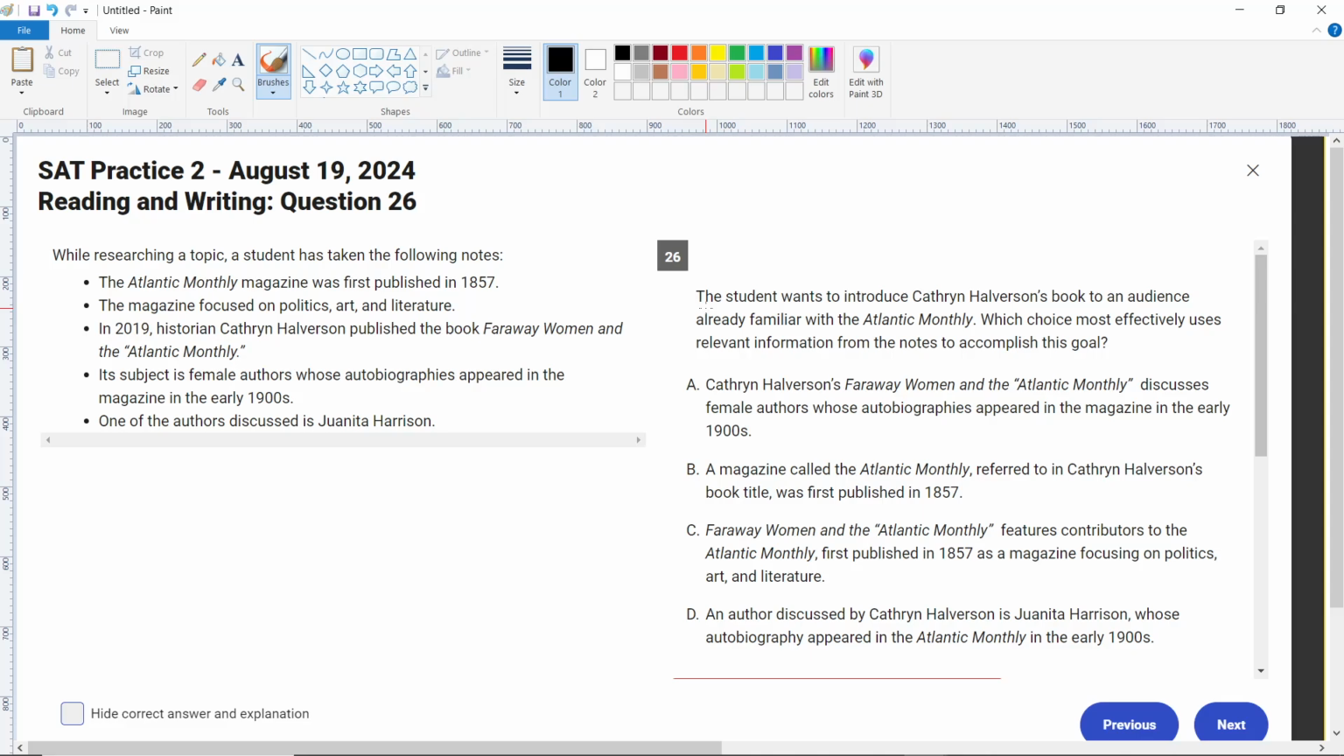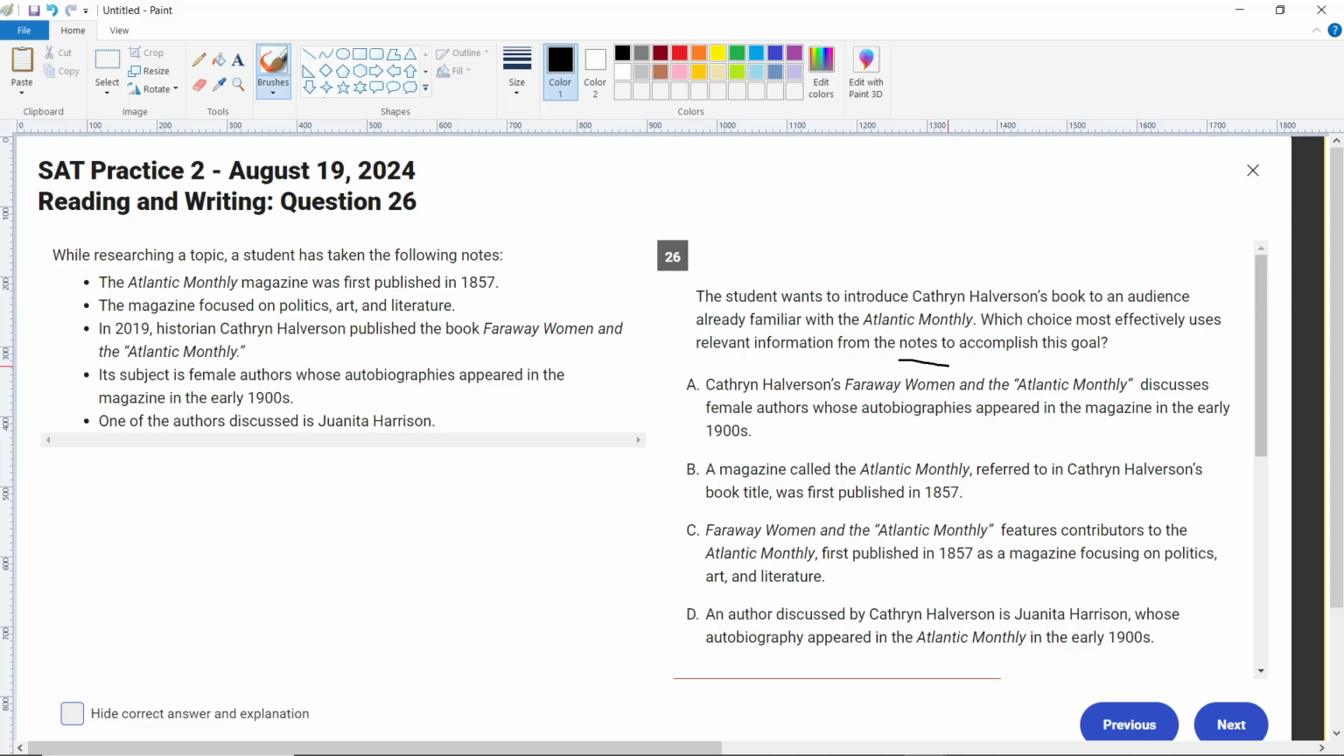Always on reading questions on digital SAT, start by reading and understanding the question. It's going to tell you what kind of question it is, and then you can proceed from there. The student wants to introduce Katherine Helverson's book to an audience already familiar with the Atlantic Monthly. Which choice most effectively uses relevant information from the notes to accomplish this goal? So this is a notes question.